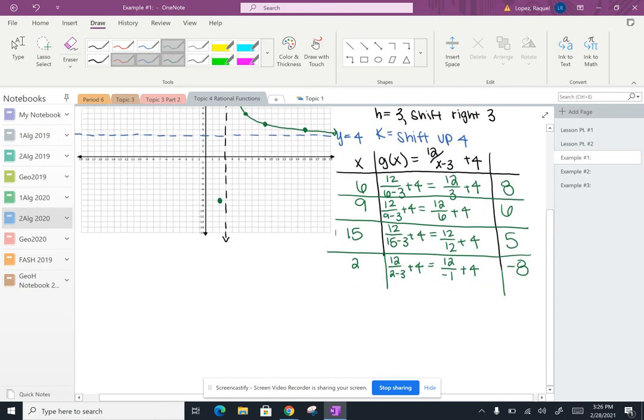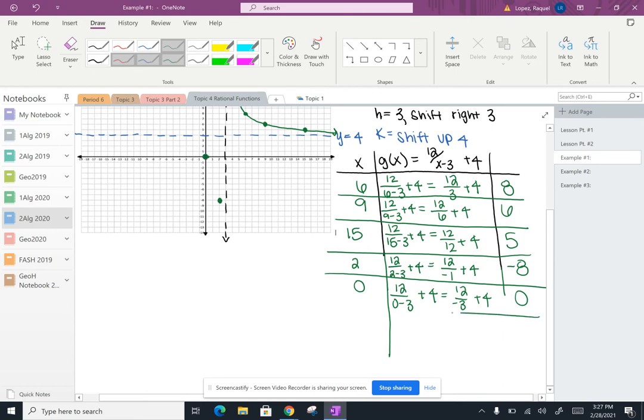Let's pick another point. Let's pick 0. So let's plug in 0 in for x. 0 minus 3 is negative 3. So 12 divided by negative 3 is negative 4. Negative 4 plus 4 is going to be 0. So it goes through the origin here.